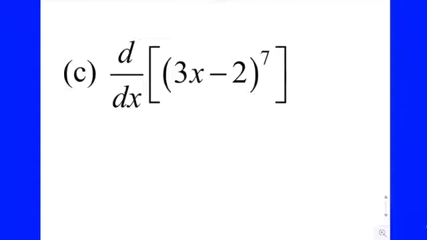You got blob to the 7th power. It's not just x to the 7th. You got a function of x. It's linear. So we work from the outside in. Blob to the 7th is 7 blob to the 6th.